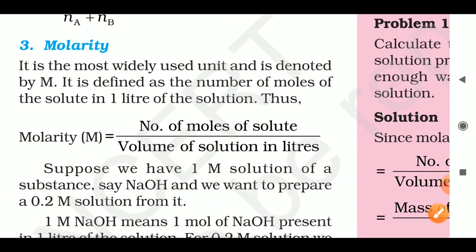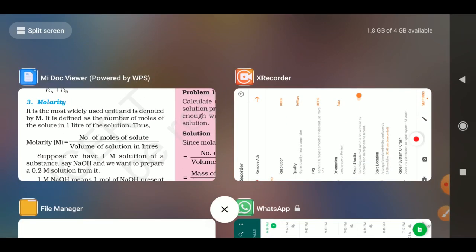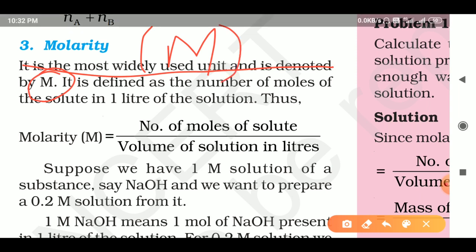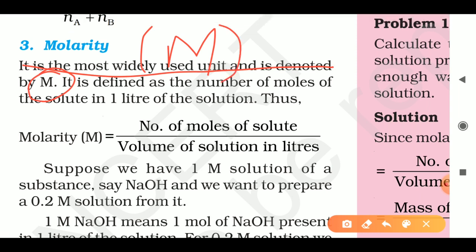Now the third term to express the concentration, that is molarity. How can we express the concentration molarity? That is the method by which we can explain the term molarity. Clear? Listen, it is the most widely used unit and denoted by capital M. Capital M is the unit of molarity, or we can denote it by capital N.